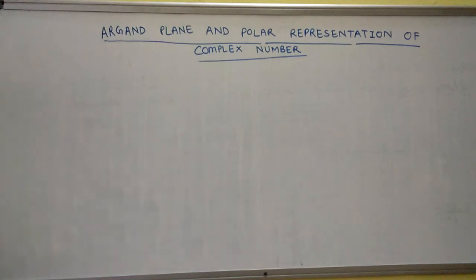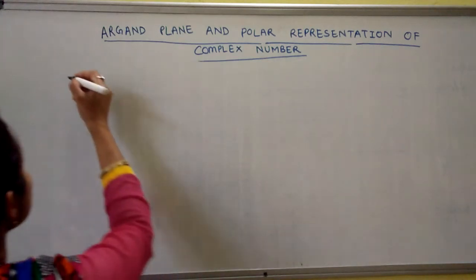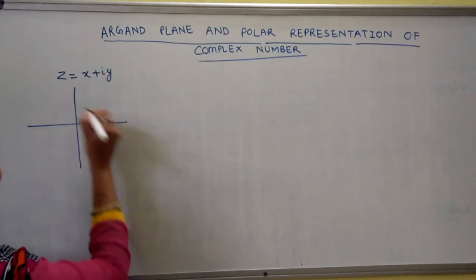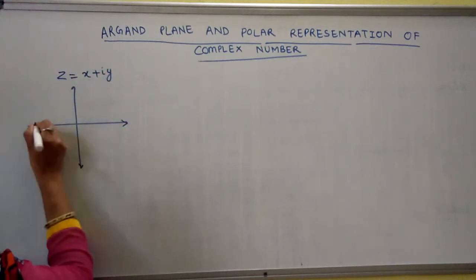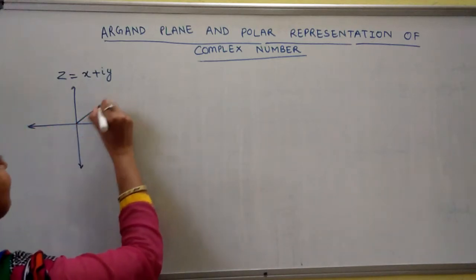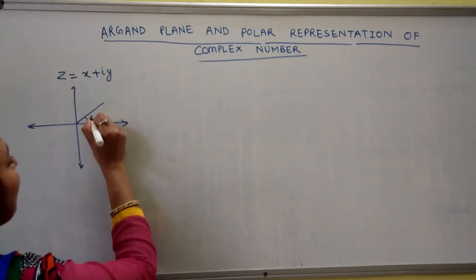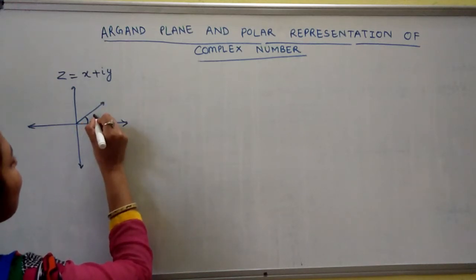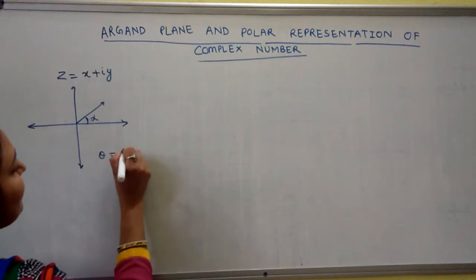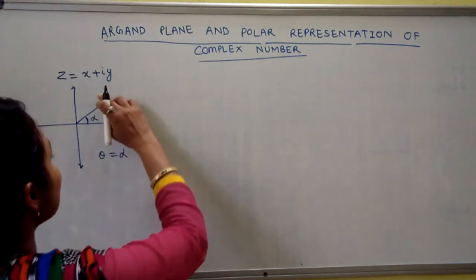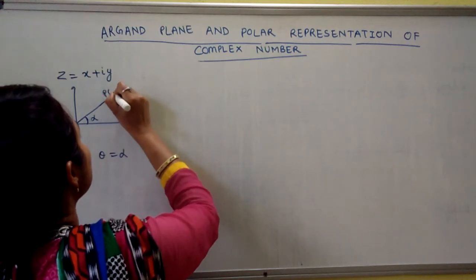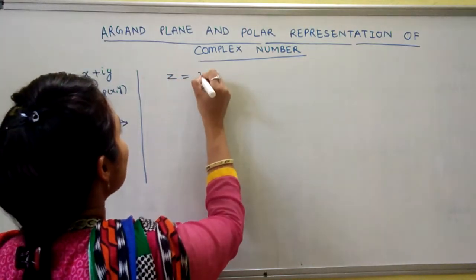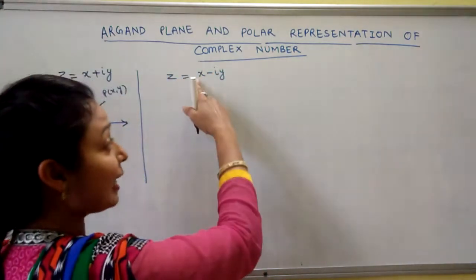How to find theta? First, let us suppose z equals x plus iota y. That means both the points are positive and it lies in the first quadrant like this. There is theta and alpha. Alpha is here. In this case, theta and alpha both are equal. If it lies in the first quadrant like this, P, x, y, theta is equal to alpha.